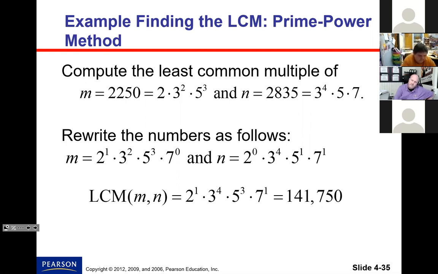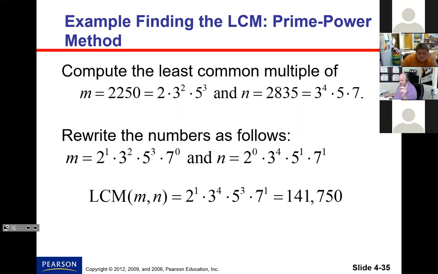On question 1 on page 212 in the textbook, I don't know why I'm not getting the right answer. I'm missing something on 1B. So 14 and 22. Okay, let's do the prime factorization of 14. So you end up with what? 2 and 7, right? Yes. 22, you end up with 2 and 11.